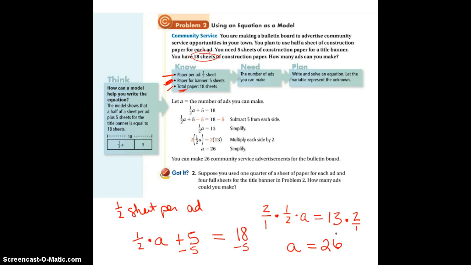So if there's 26, we can take that number, plug it back in. When I plug that back in, double check to make sure it is a true statement. And if it's a true statement, we know that this is our solution.